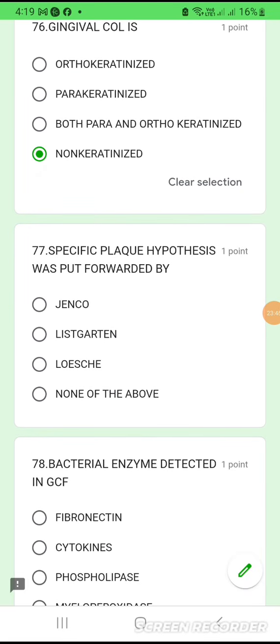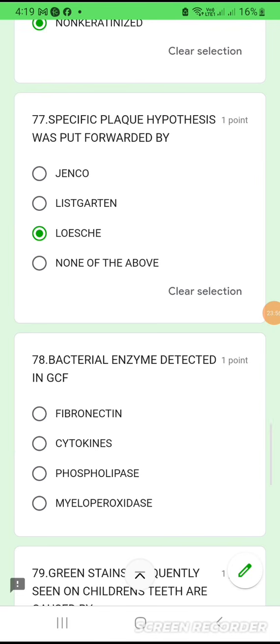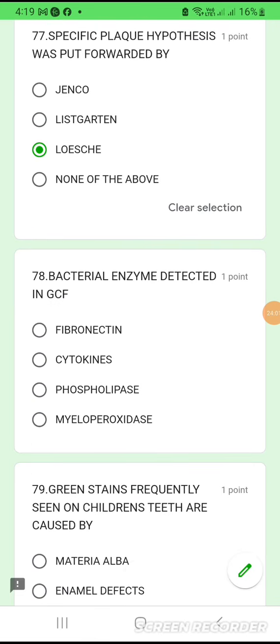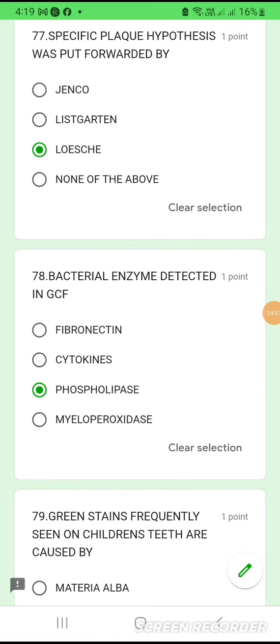77. Specific plaque hypothesis was put forward by. So the specific plaque hypothesis was put forward by Loesche, isn't it? Loesche. Specific plaque hypothesis was put forward by Loesche. Option C. 78. Bacterial enzyme detected in GCF is phospholipase. Option C. Fibronectin, no. Cytokines, no. Myeloperoxidase, no. The one which is seen as a bacterial enzyme in GCF is phospholipase.